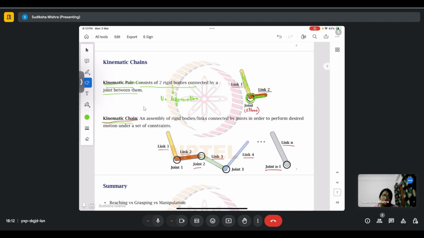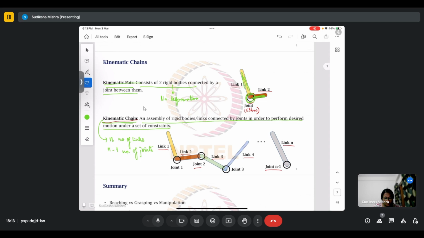Next, if there are more rigid bodies associated with a system, the joints also increase. In that case, you observe a kinematic chain, which is an assembly of rigid bodies and links connected by joints in order to perform desired motion under a set of constraints. So the general rule is that the kinematic chain can have n number of links, and if it has n number of links, it will have n minus 1 number of joints.